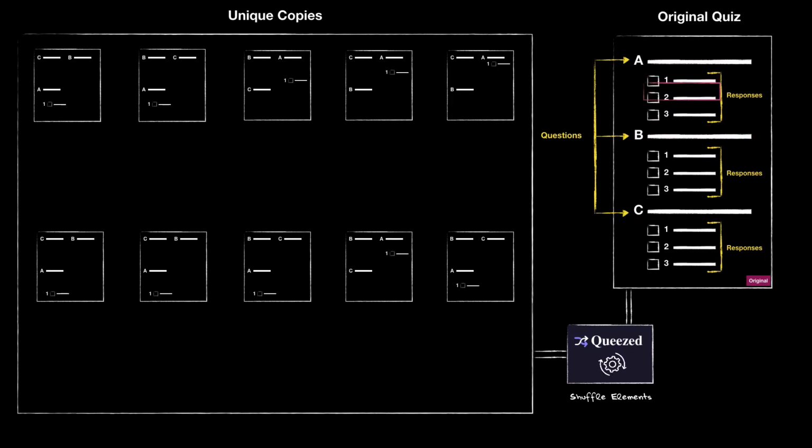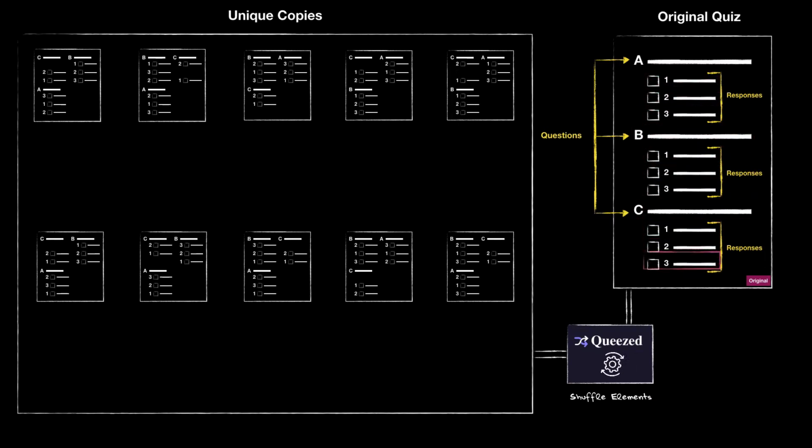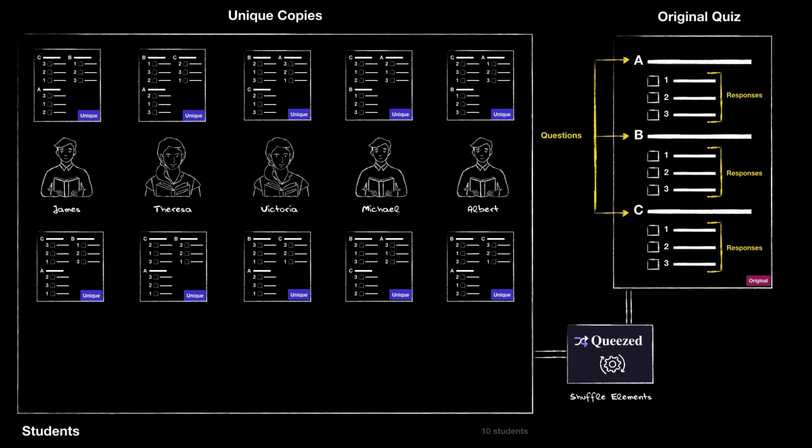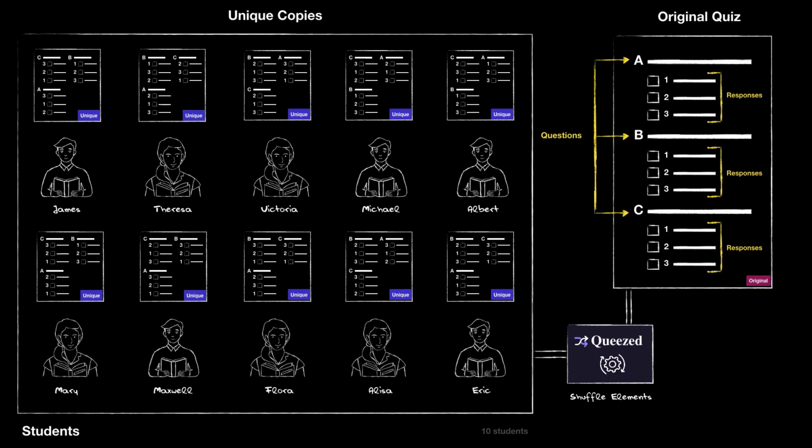You make the quiz, randomize questions and answers, and end up with 10 unique copies for 10 students. And because each copy is unique, doing the correction for each unique copy will be challenging if you don't have access to the correct answers of each one independently.